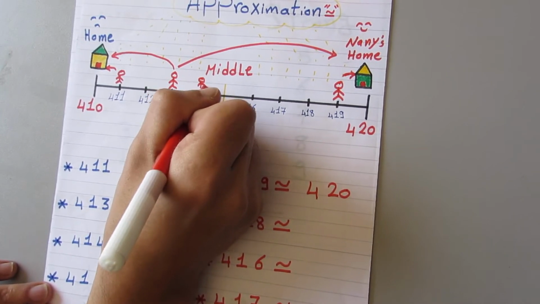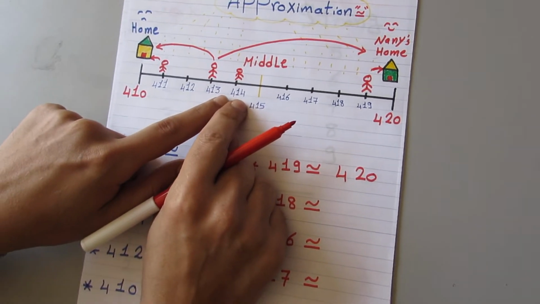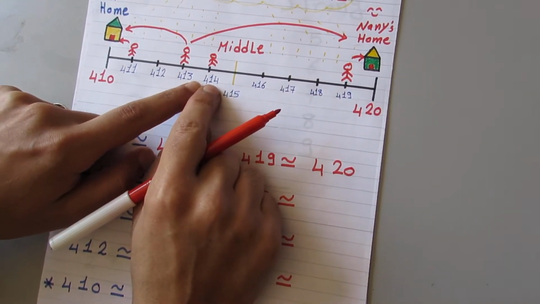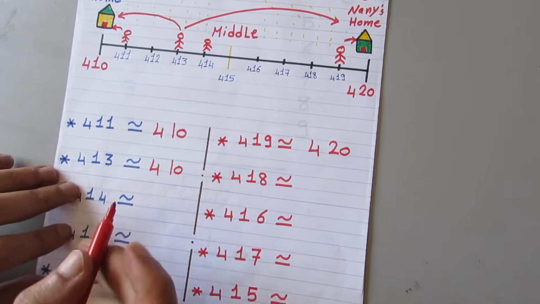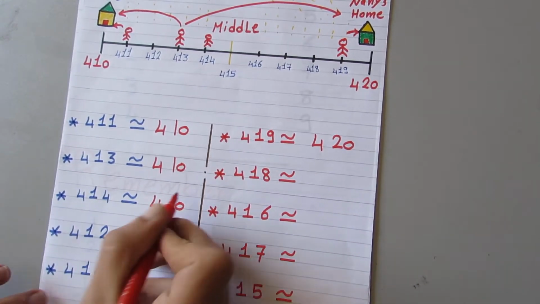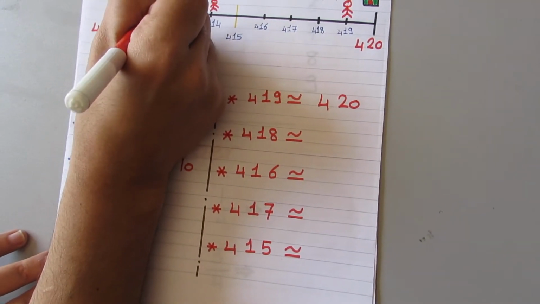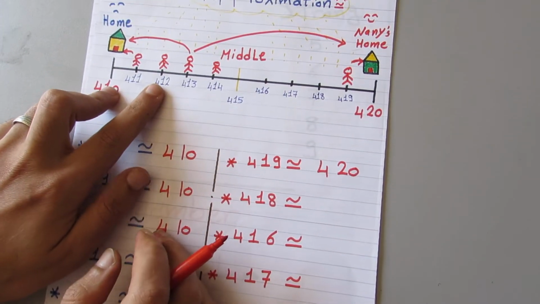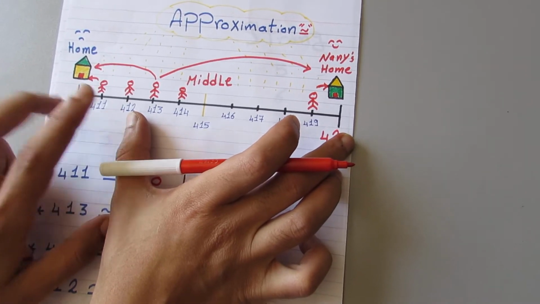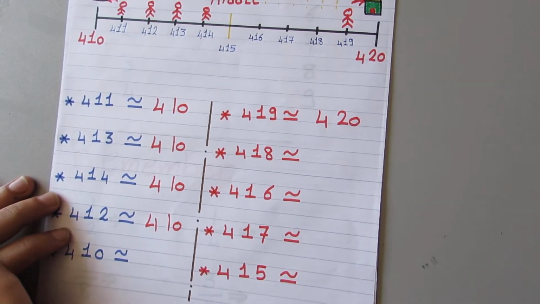If he is standing at 414, which way is the smaller way? Which distance is the smaller distance, his home or his nanny's home? So as you see, the smaller distance is his home, so we're gonna walk to 410, away to his home. So what about 412? What if he was standing here? This is the distance away from his home and this is the distance to his nanny's home. So the smaller distance will be 410.